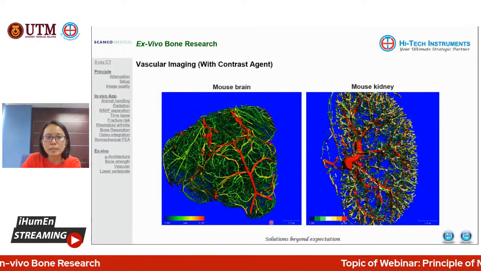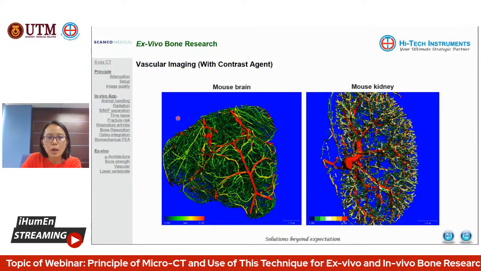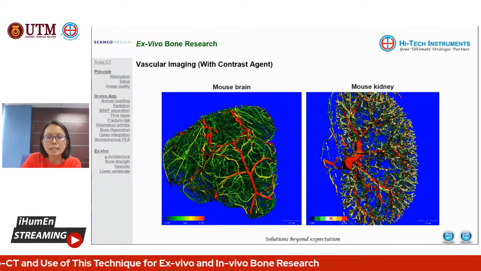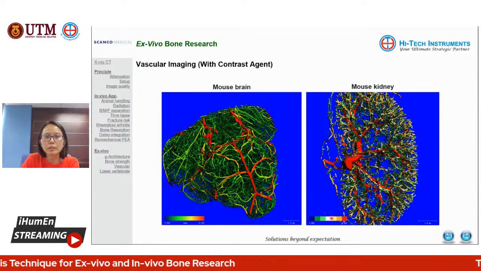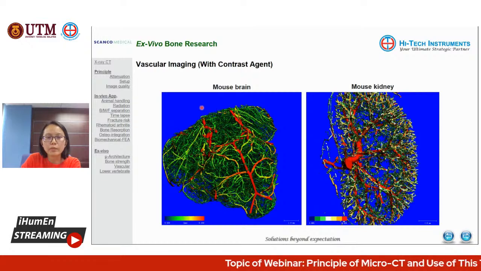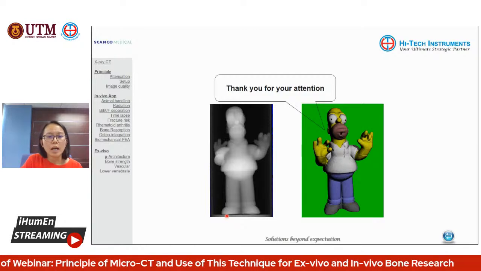And last will be this vascular casting imaging, which allows you to get a clear vascular of a mouse brain and also a mouse kidney. But of course, this has to be incorporated with an effective or a good contrast agent before you submit for scanning. So that's all for today that I would like to share.